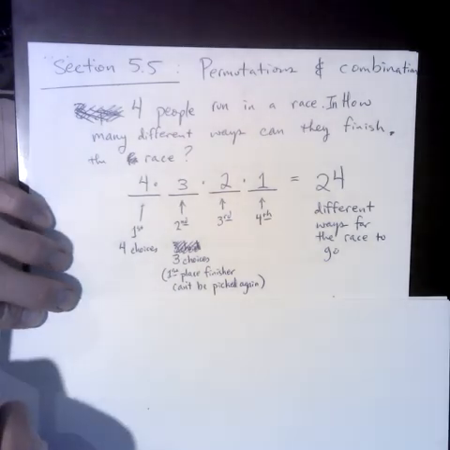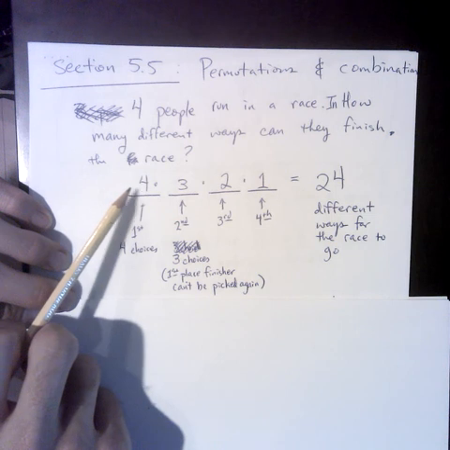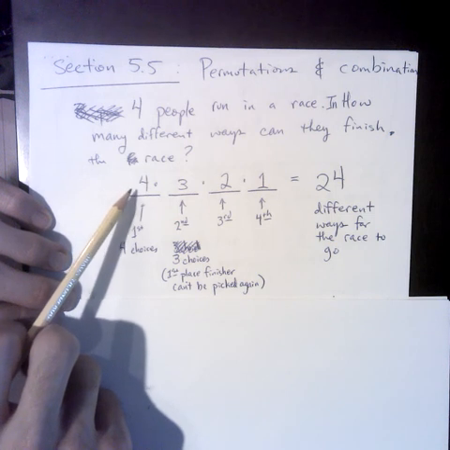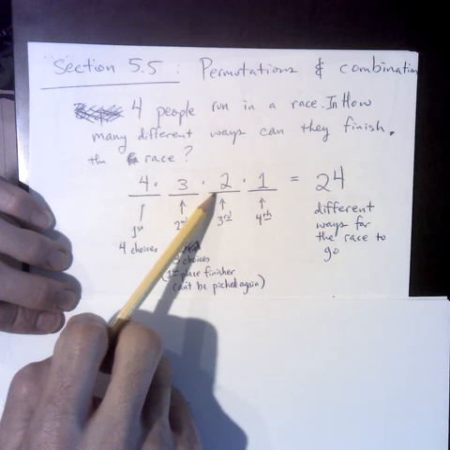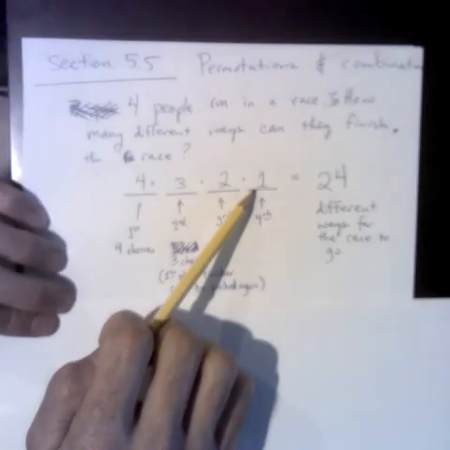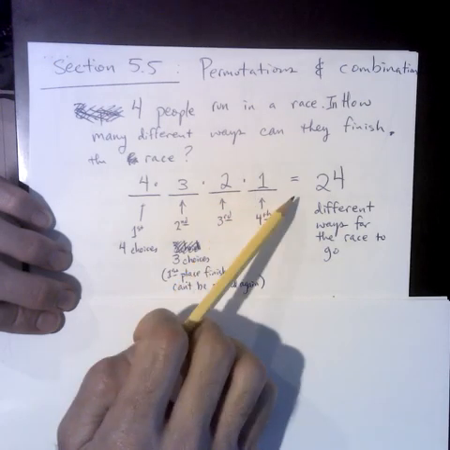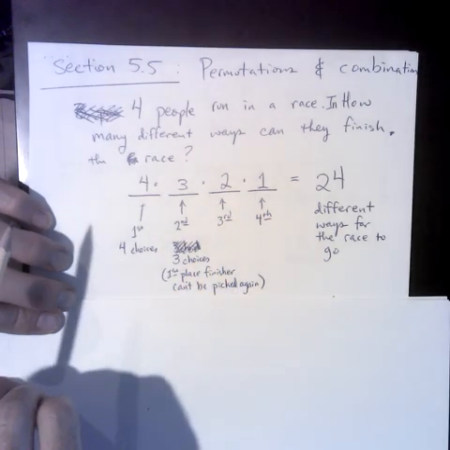Overall, there are 4 people to choose for the first place winner, 3 people to choose for the second place winner, 2 people to choose for the third place winner, and that leaves only 1 person left to finish last. There are 24 different ways for the race to go.